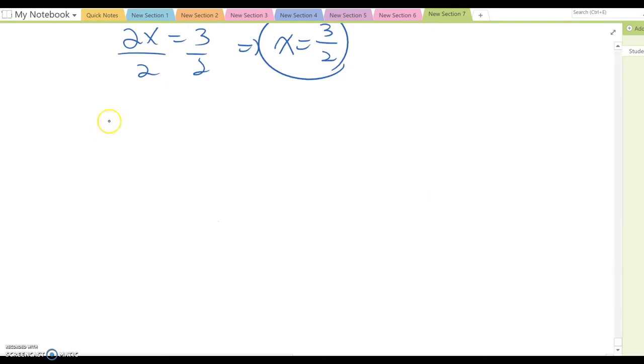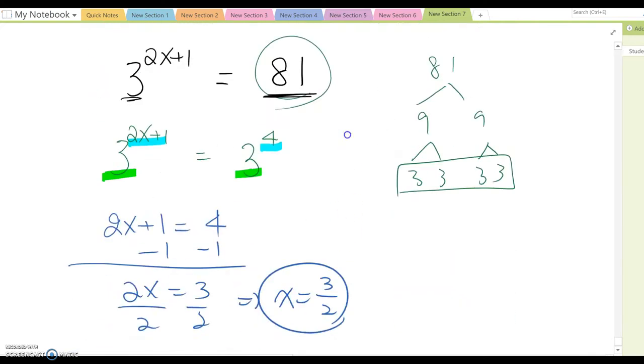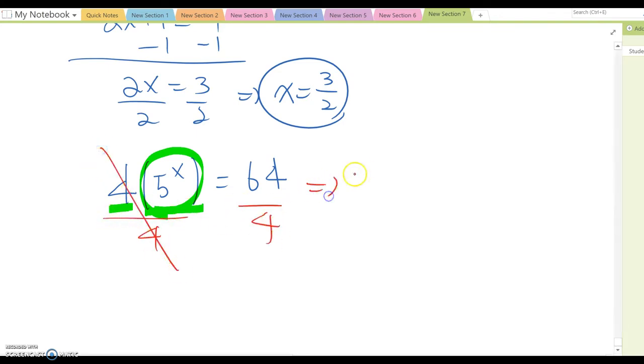So now, another question here, maybe 4 times 5 to the x power equal to 64. Unlike the previous examples, in this case we have a number times an exponent form. So you need to isolate this exponent form first. So you divide by 4, then this cancels out. So 5 to the x power equal to, this becomes 16.